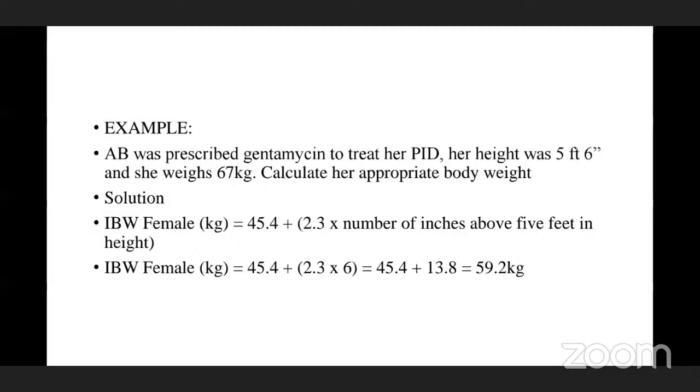Now, a typical example: AB was prescribed gentamicin to treat her PID. Her height was 5 feet 6 inches and she weighs 67 kg. Now calculate her appropriate ideal body weight.